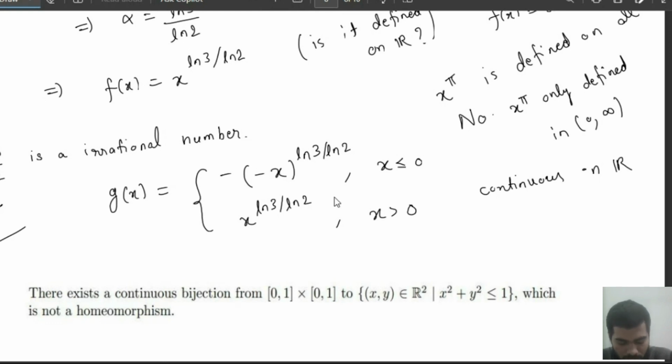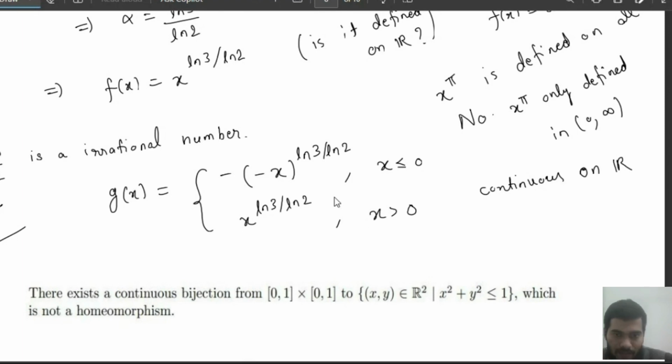1-1 and onto, sir. It is actually 1-1 and onto. Also, it is continuous at 0. The only continuity problem will occur at 0, and since it is continuous at 0, it is continuous on all of R. So it is 1-1, onto on R, and continuous on R.